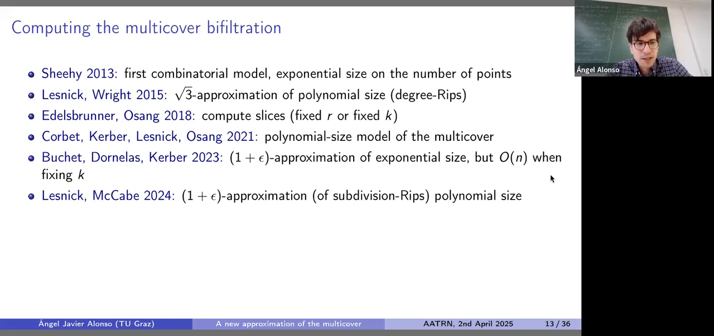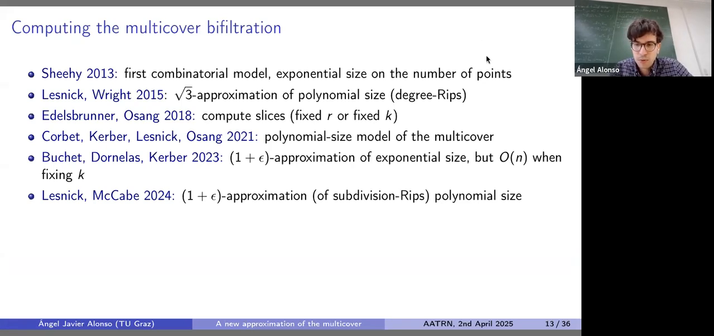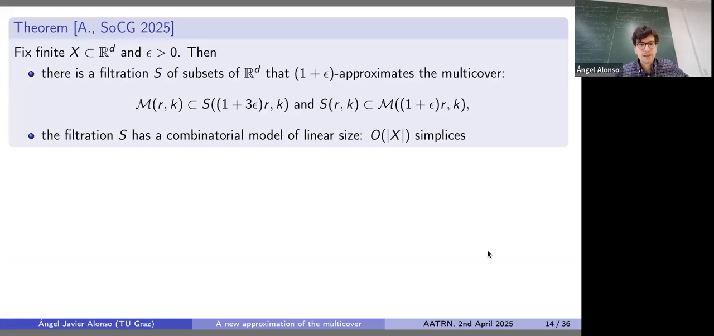And the approximation that I want to talk about today, the one that is in the title, is a 1 plus epsilon approximation of the multicover of linear size. So in the rest of the talk, I will be speaking about some techniques that go into proving this theorem. First, let me state the theorem, perhaps more formally. We fix a finite X subset of R^d, and then we fix an error parameter epsilon.